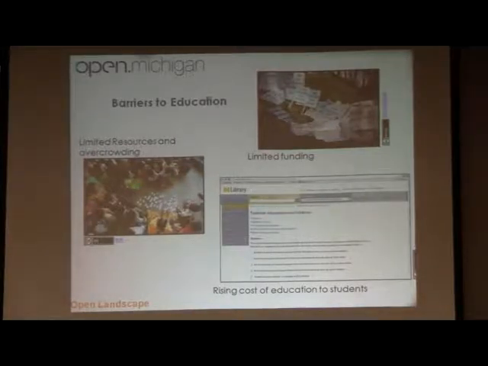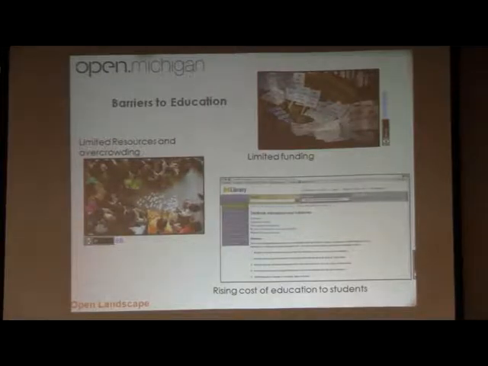So OER, that's one aspect of OER that we think about often is that it's online, but it can be print materials, it can be a digital resource that's on a DVD or on a disk, it can be all sorts of different things. But they've used those to address the gap of having limited resources and overcrowding in their school systems to make sure that the education that they're providing for their students is high quality and that they're learning the objectives that they need to succeed as doctors.